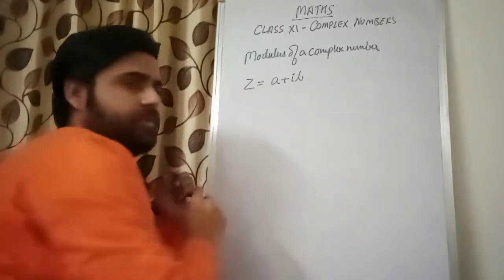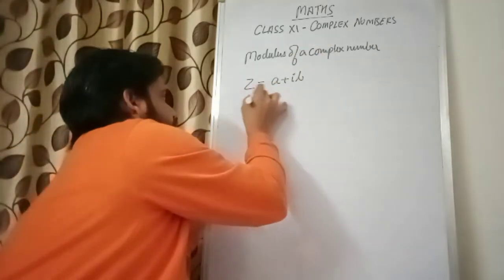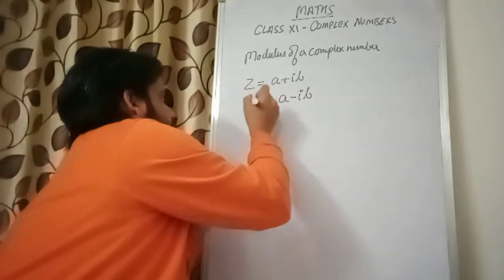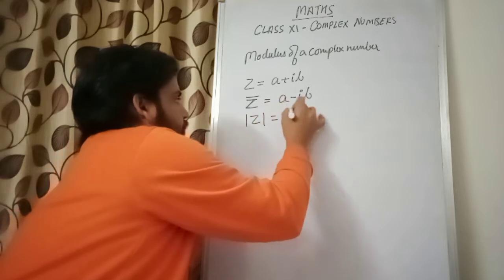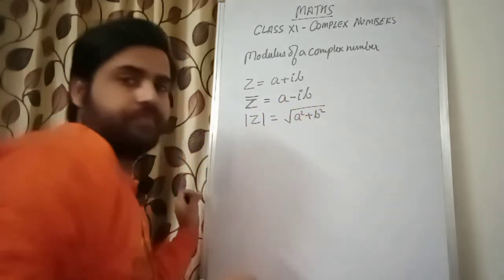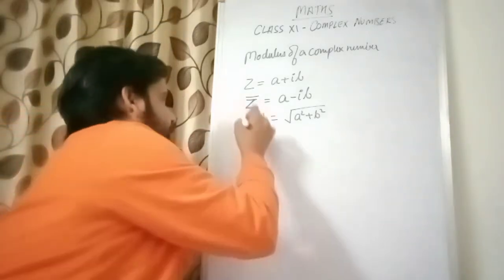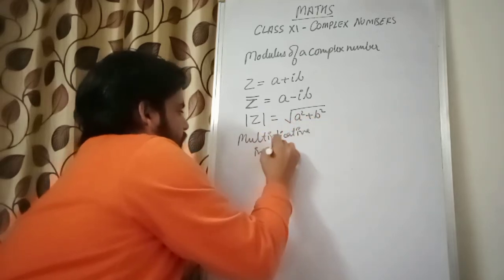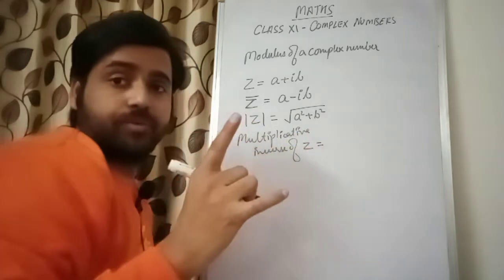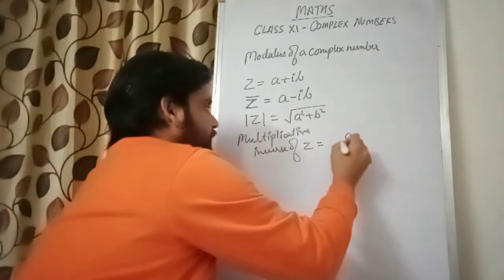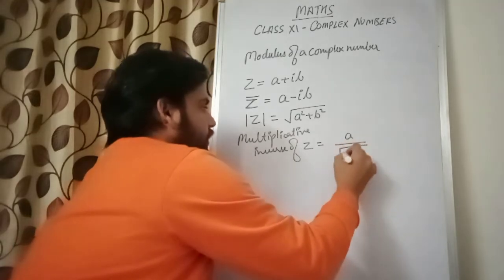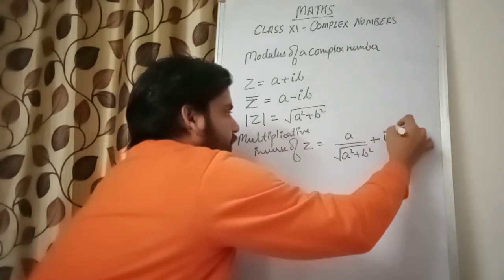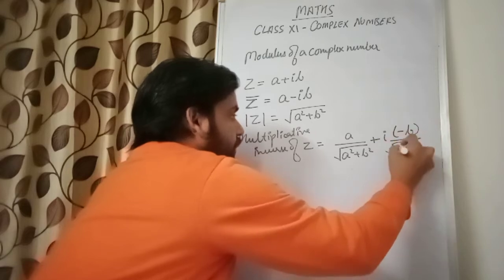So now this is your complex number. The conjugate is what? a minus ib. I have already told you. The conjugate is this. The modulus of z is what? Root of a square plus b square. Fine. Now the multiplicative inverse of z. As I told you, it is actually the real part a upon root of a square plus b square, and this will be what? Plus i times minus b upon root of a square plus b square.